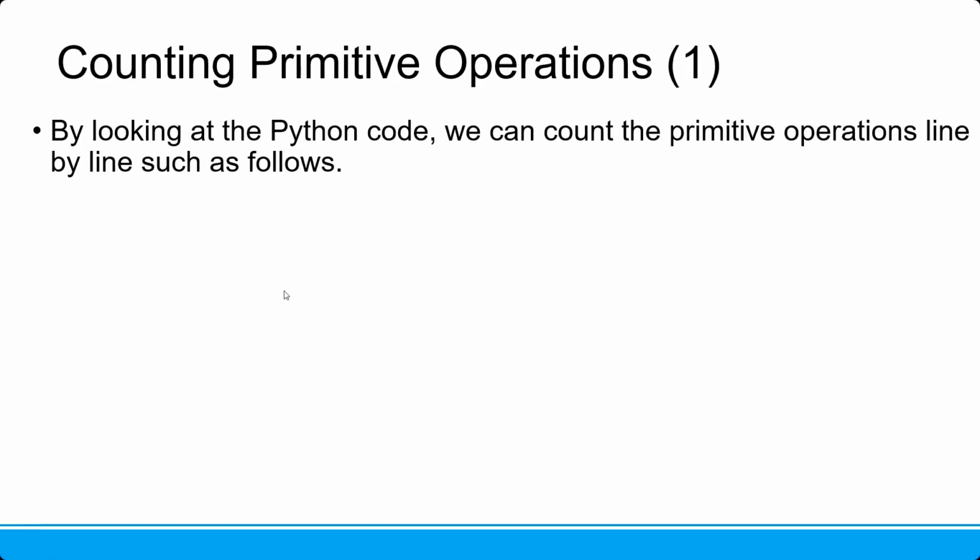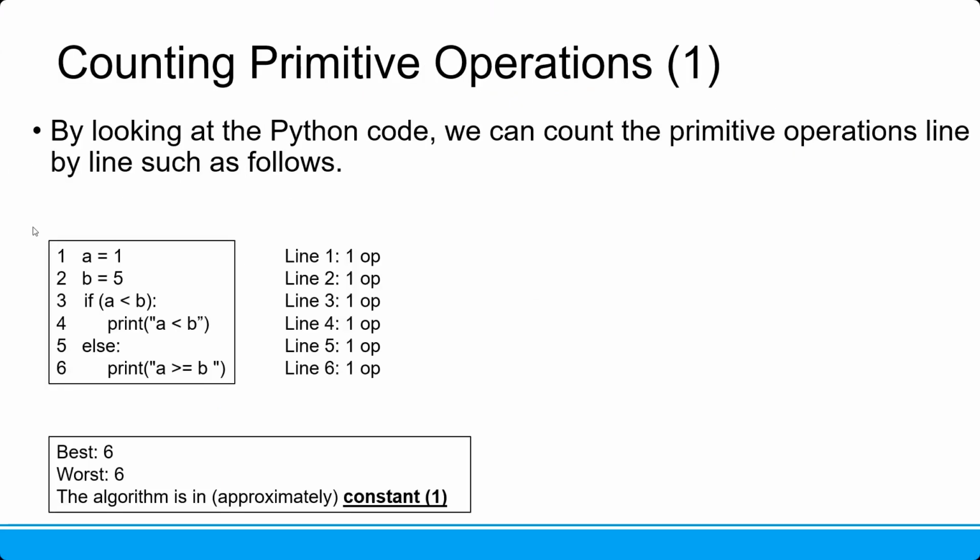So in the primitive operations, in this example, we can see, for example, this one. This is a primitive operation, or we call this one operation. This is another operation, one operation. This is another operation, one operation, another operation, one, one. Then it means in order to run this code, we need to have 6 operations. So the best case is 6, the worst case, there are 6 operations.